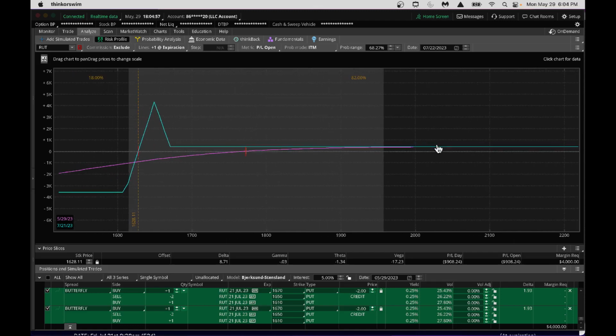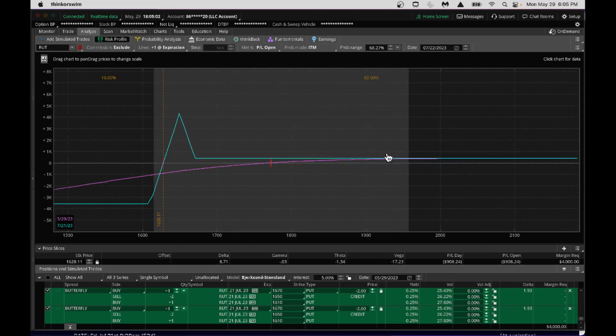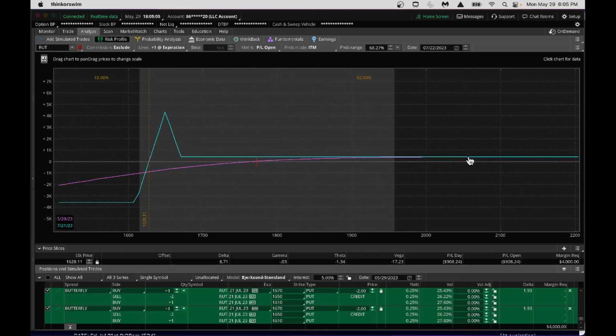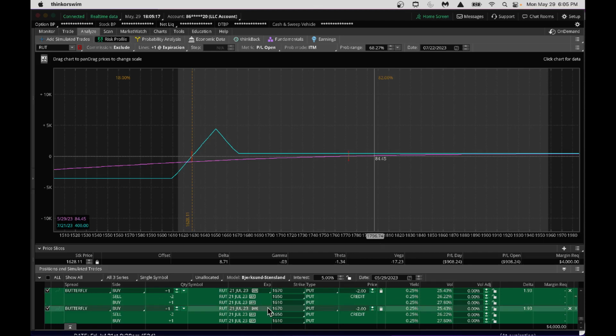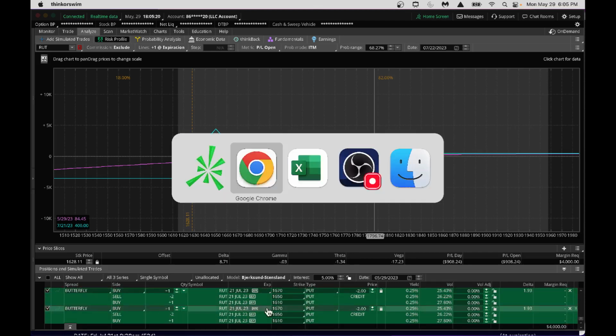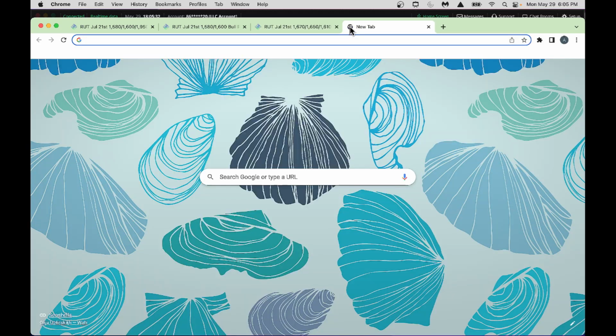Trying to see where is my other side of the butterfly here. All right, so as you figure this out here, 1650, let's go to our platform and look at OptionStrat in the meantime. So we constructed one butterfly here. We can construct one more butterfly. Let's open one more tab here so we can compare. All right, let's go to OptionStrat here.